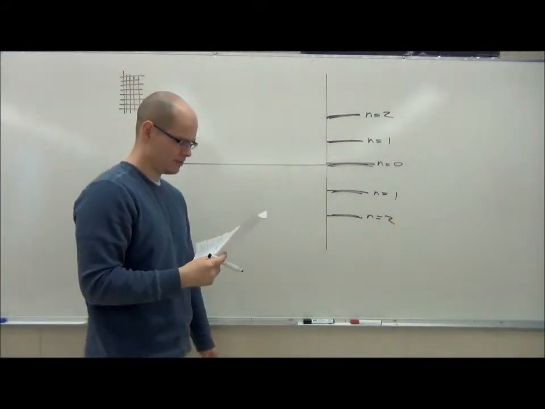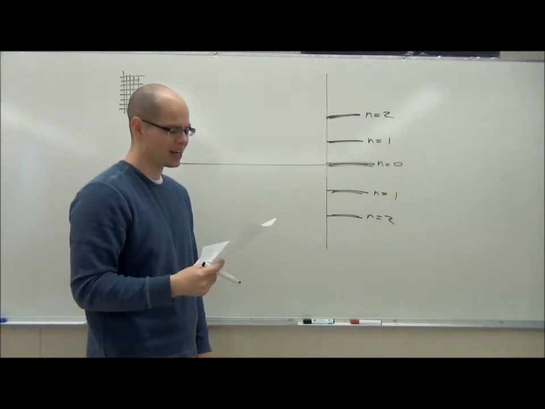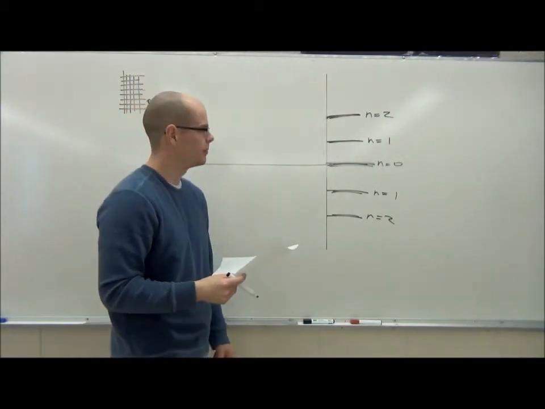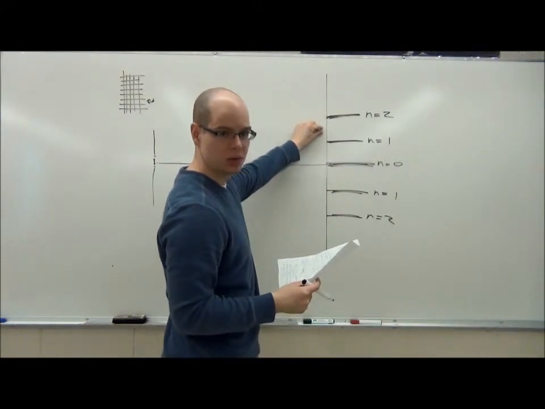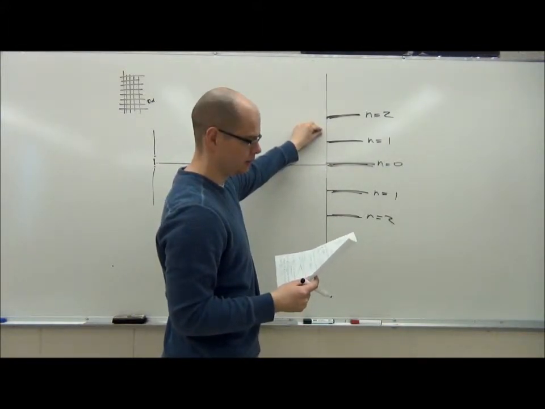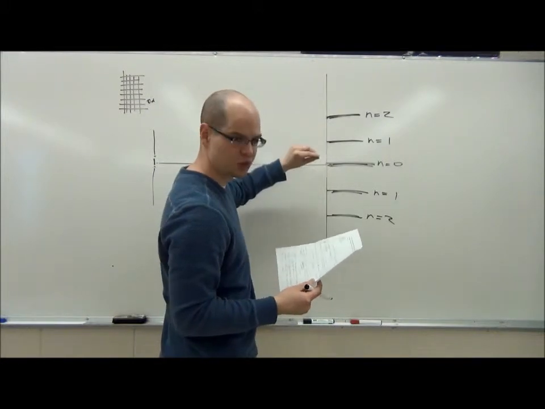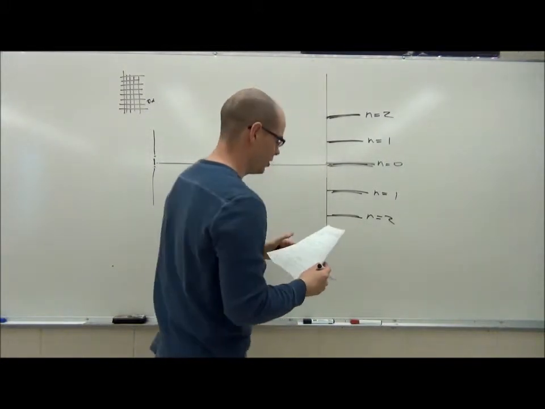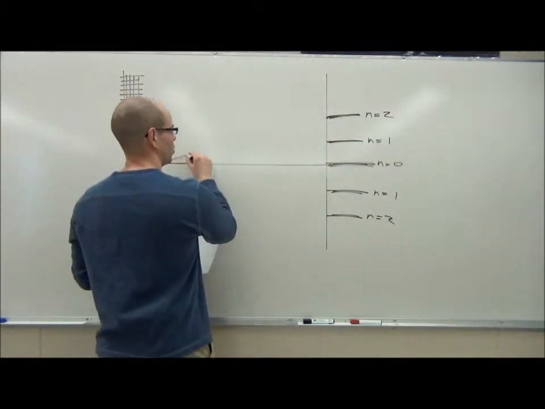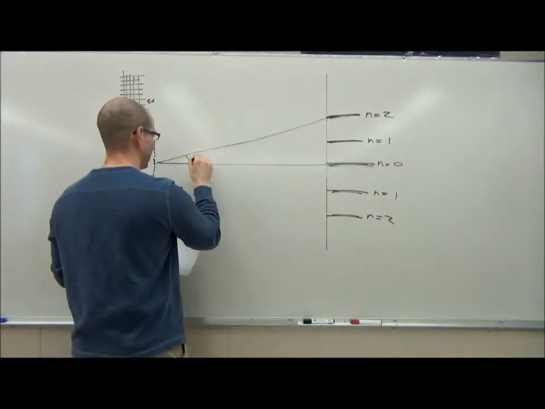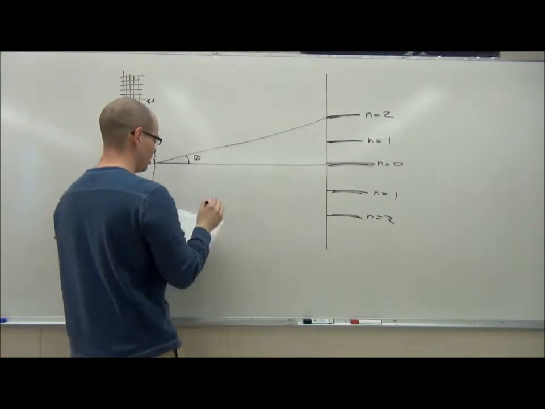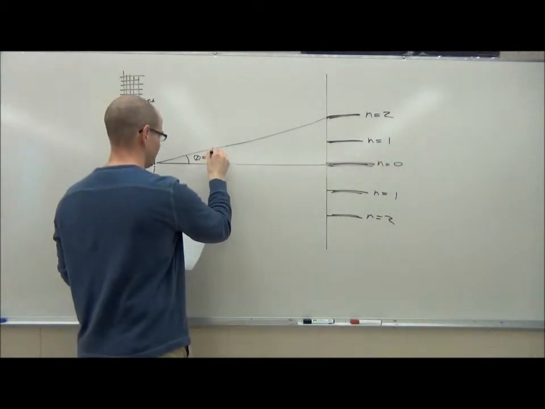In the question, we're looking at the second order principal maximum. Be careful. If it's asking for a dark spot, we're looking for a node or a minimum where it's destructive. This is constructive interference. It's a bright spot. We're looking up to here. Now we're given the angle up to that spot. This is called the angle of diffraction. This was 16 degrees.